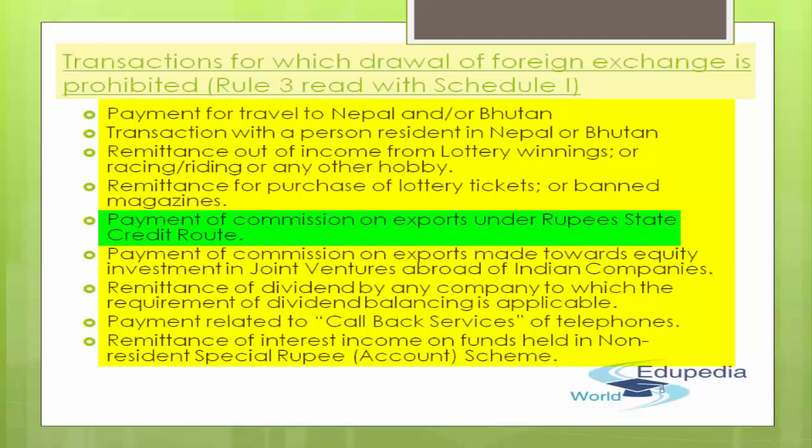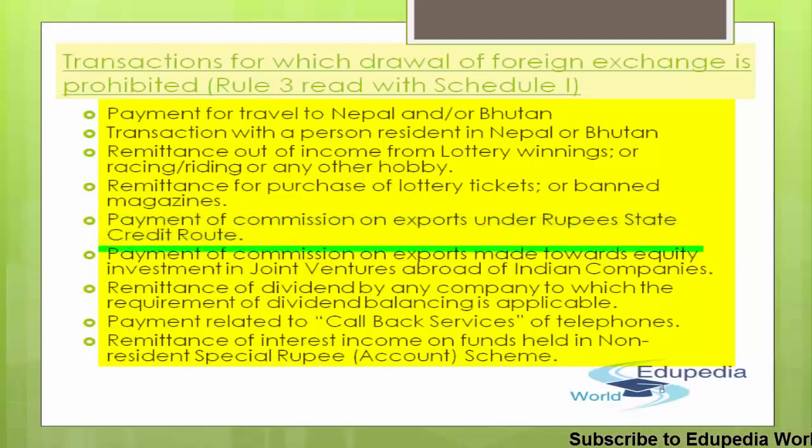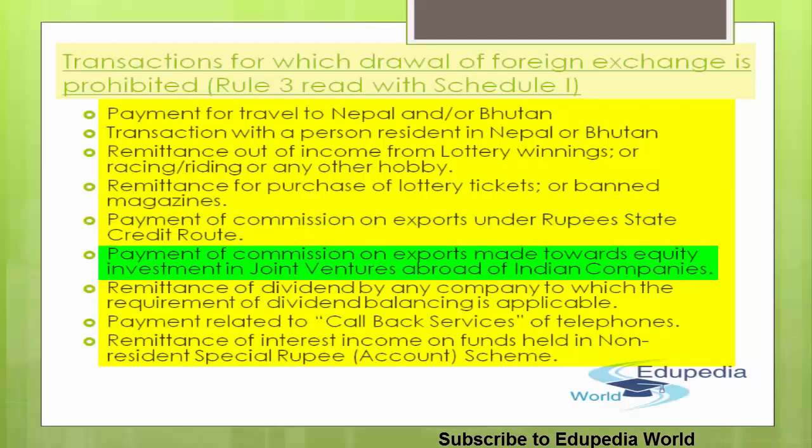So any payment that you are going to make with respect to commission on exports under the rupee state credit route is not under the clear guidelines of the system, and it's under the radar basically, this rupee state credit route. So the government is of the opinion that the drawal of foreign exchange is prohibited in this case. Plus, if you are going for the payment of commission on exports made towards equity investments in joint ventures abroad of Indian companies, then again the government is definitely not in favor of this. So again, for the same thing, drawal of foreign exchange is prohibited.